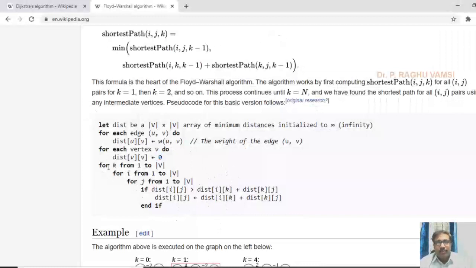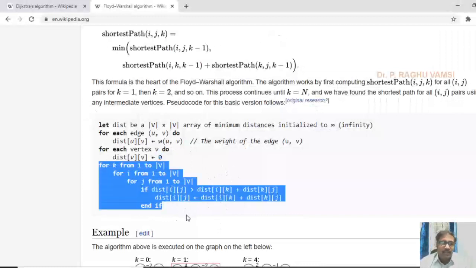Just by observing the for loops, here three nested for loops are there. It looks just like matrix multiplication. You are going to use three for loops here.